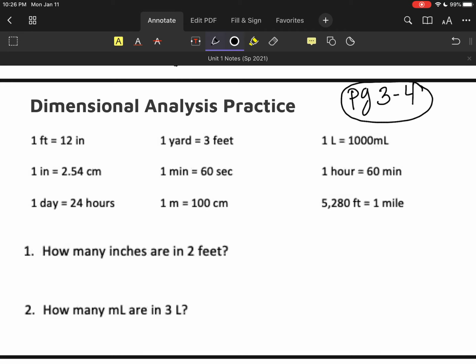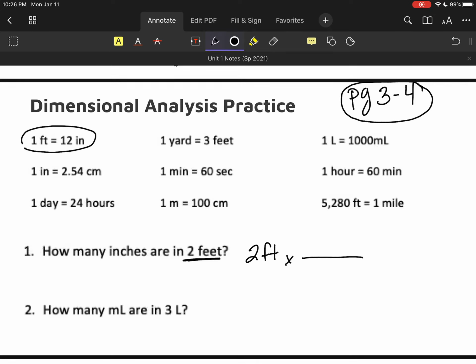So the first thing we do, just like with our cards, we're always going to start with what we're given. So I'm going to write 2 feet here. Okay, now I'm looking for something that's going to get me from 2 feet to inches. I know in your head you're saying it's 24. We know that. There's 12 inches in a foot, so 2 feet is 24. But what I want you to see is how we are getting that mathematically.